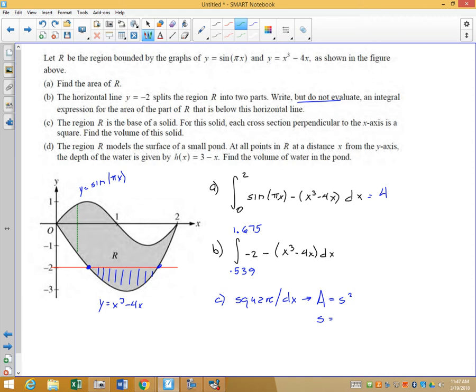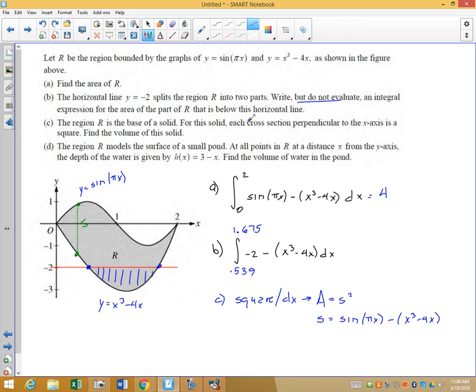So there's my side length right there, from top to bottom, right? That distance is going to be my top curve minus the bottom one. So my entire side length is sine pi x minus the bottom curve, which is x cubed minus 4x. Then we throw that into the integral.